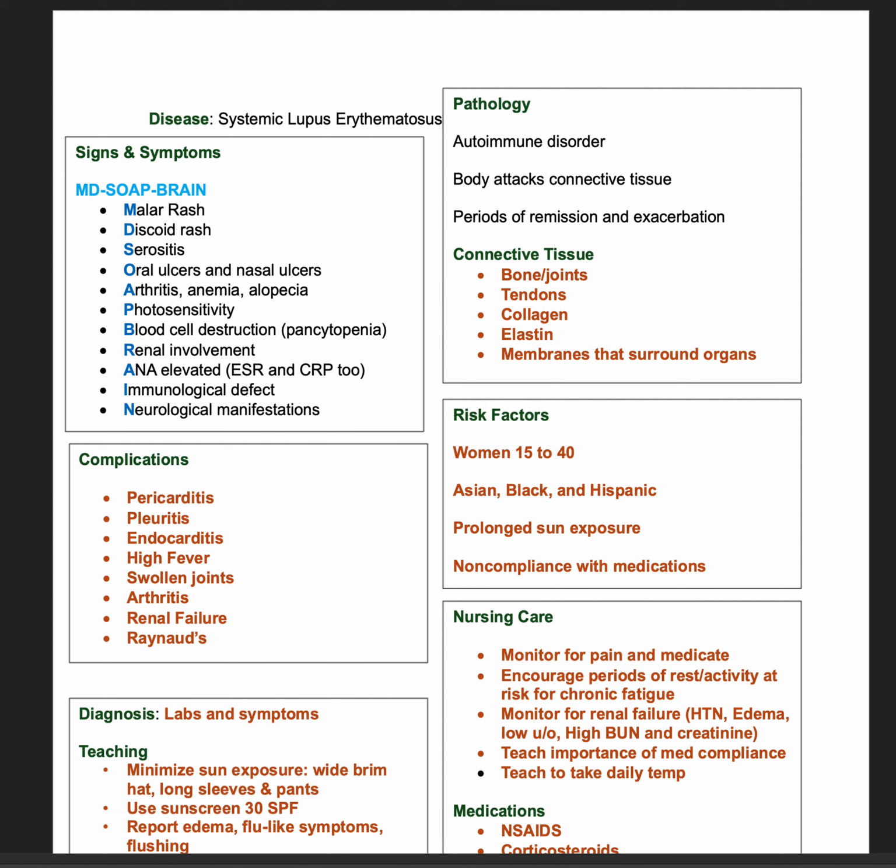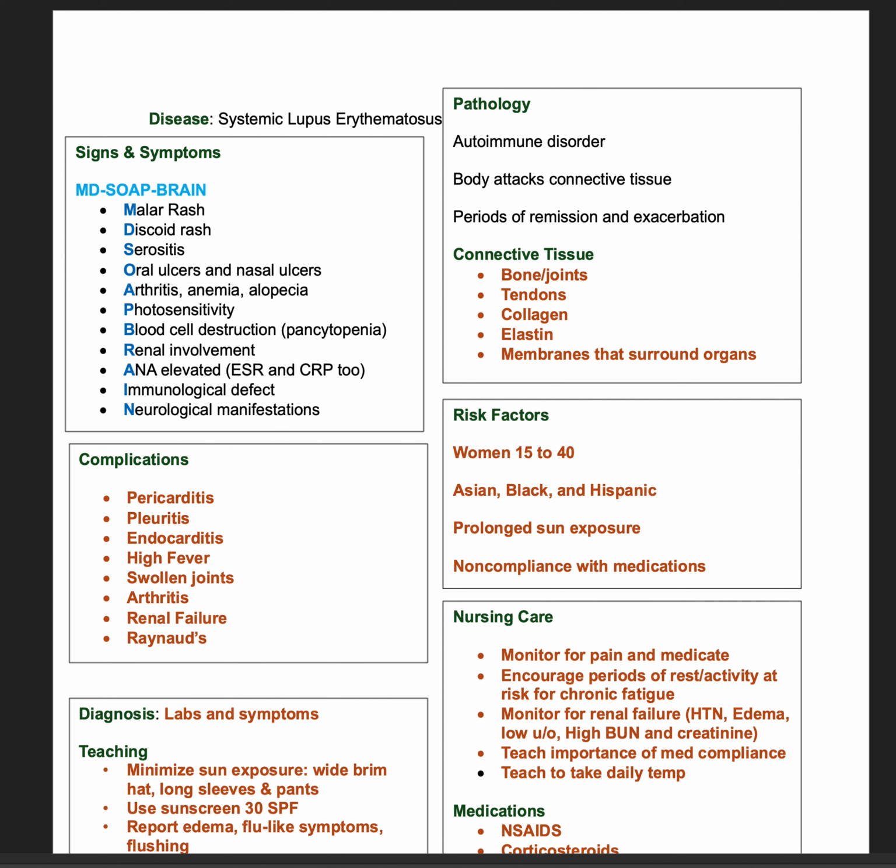In this video, I'm going to go over systemic lupus erythematosus, and we call this lupus for short, or we abbreviate it SLE. So let's talk about the pathology involved. For some reason, the body attacks the connective tissue, and I don't really know the reason for it, but it's an autoimmune disorder. That means the body sees itself as foreign.